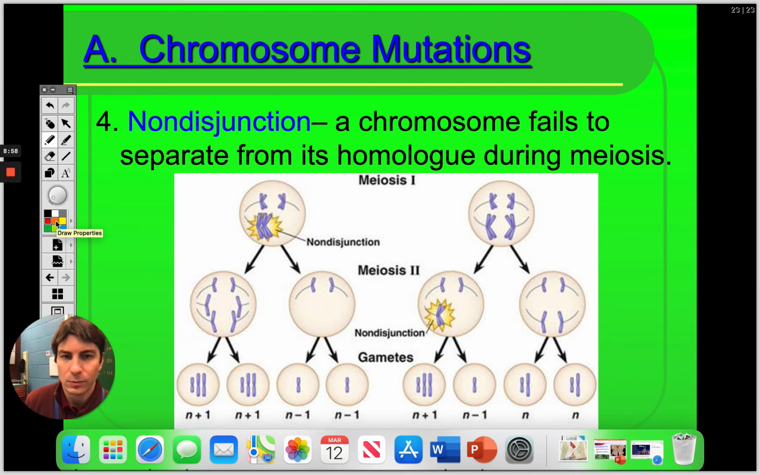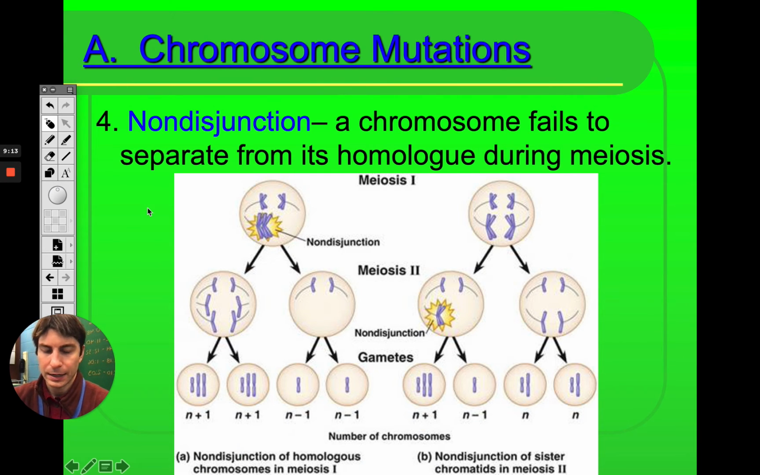Now, this does not run, especially like trisomy 21, Down syndrome. It doesn't really run in your family. It is a mutation, but it's not really genetic. What happens here is just the chromosomes fail to separate. Something is going on where we had all those checkpoints. One of the proteins at the checkpoint is not working properly, and we're not separating, so not good.